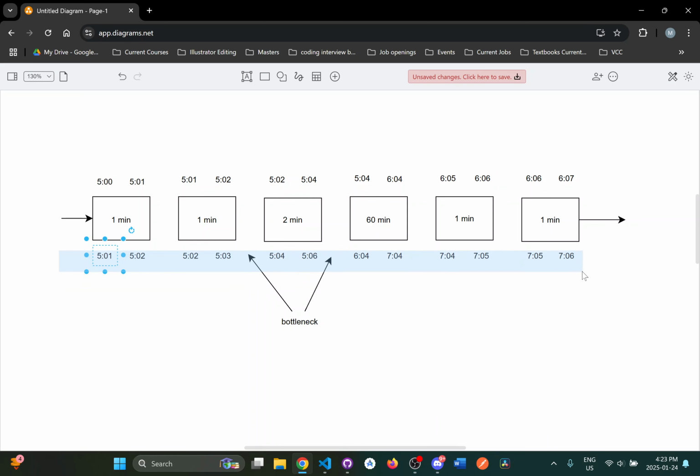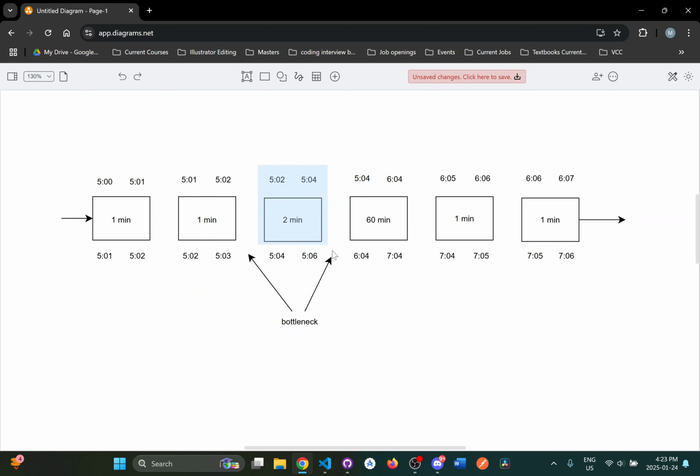So this one is the second car that comes in. And you can see here now it starts at 5:01 and ends at 5:02. And then this one, because the previous car ended at 5:02, it can start the next car at 5:02, and it'll be done at 5:03.